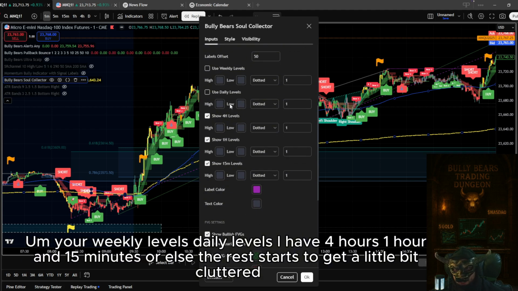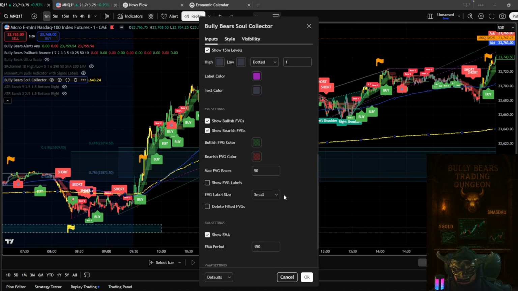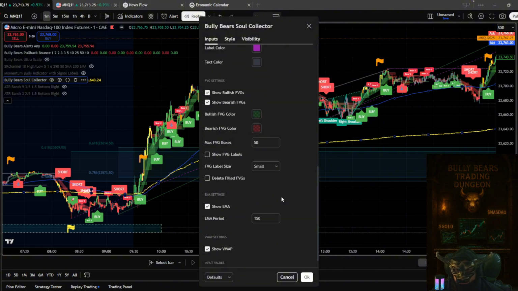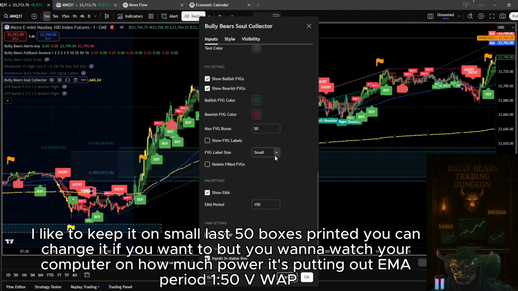Your weekly levels, daily levels. I have 4 hours, 1 hour, and 15 minutes, or else the rest starts to get a little bit cluttered. You got your fair value gaps. I like to keep it on small. Last 50 boxes printed. You can change it if you want to, but you want to watch your computer on how much power it's putting out.